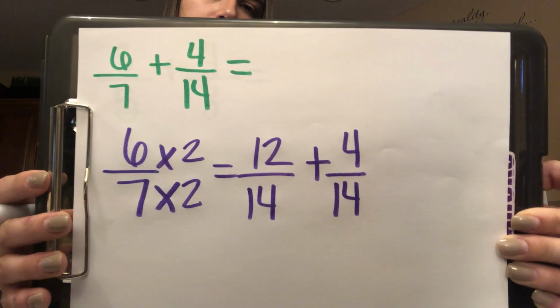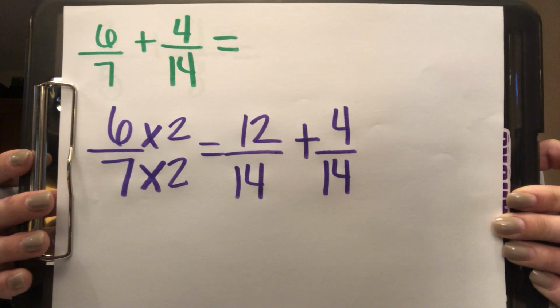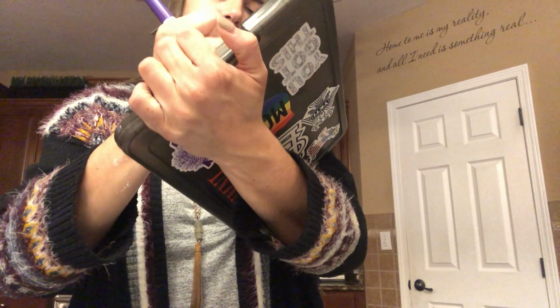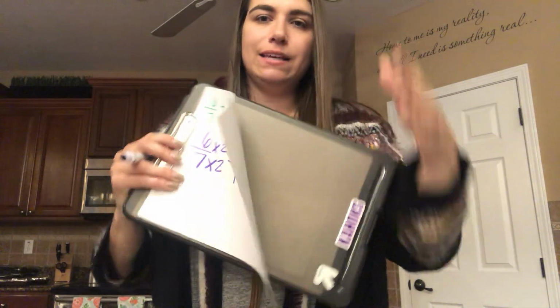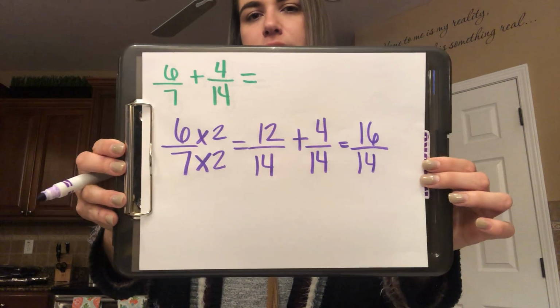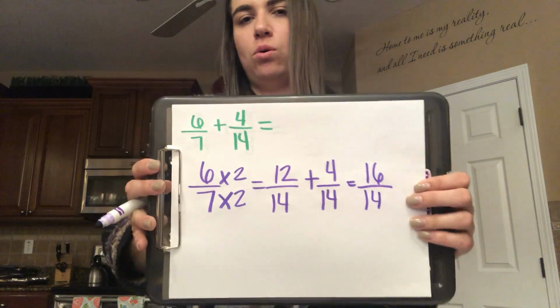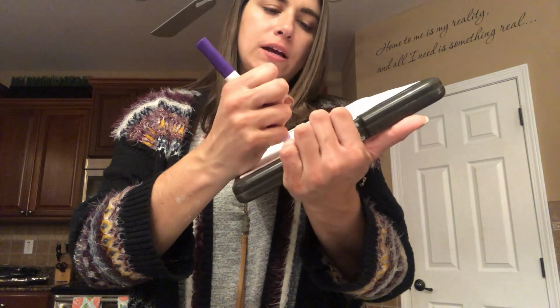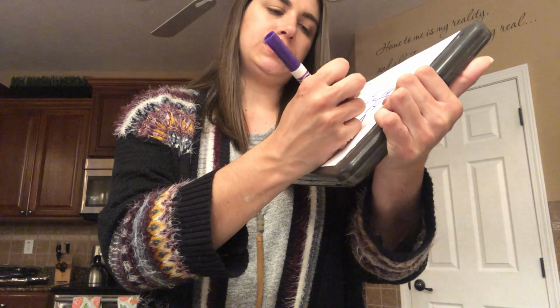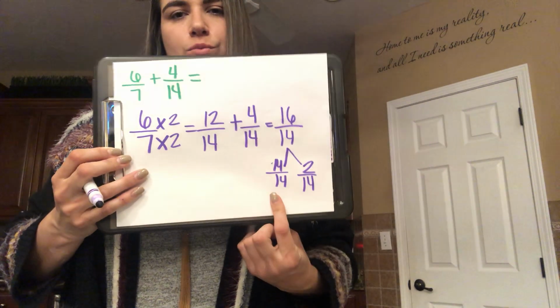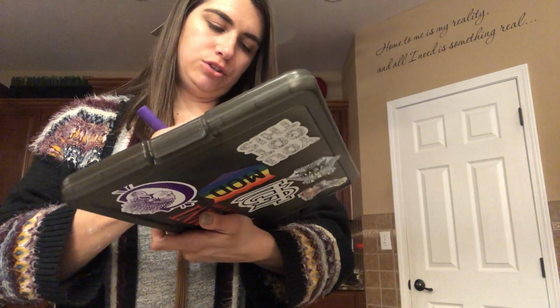So 12 plus 4 is 16. My denominator stays the same, which is 14. So I cannot leave this one like this because it is an improper fraction. There is more on top than bottom, which means I can take out a whole number. So I'm going to create my number bond, and I'm going to take out 14/14 because that's one whole. And then what would be left over is 2/14. So that makes my answer 1 and 2/14.